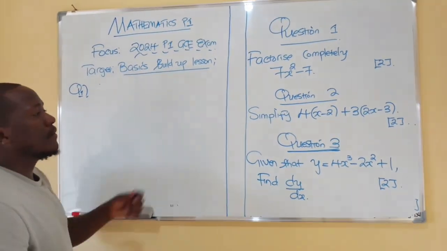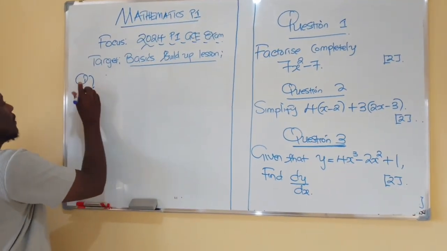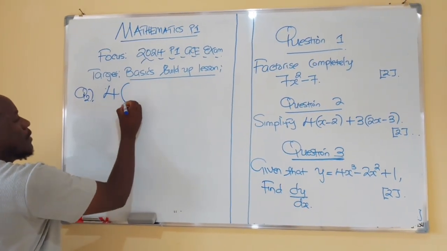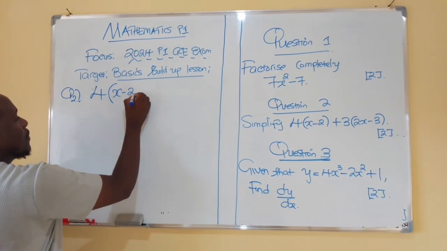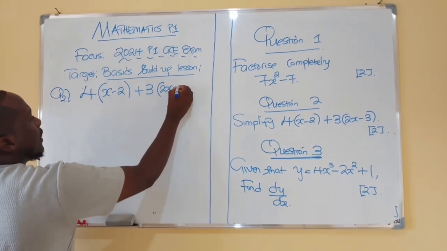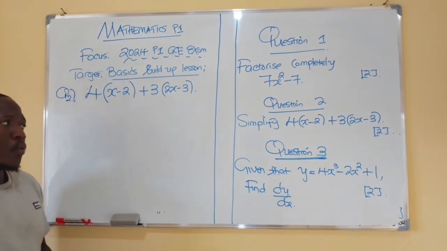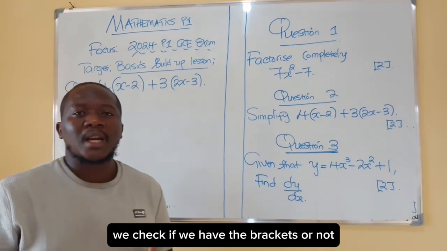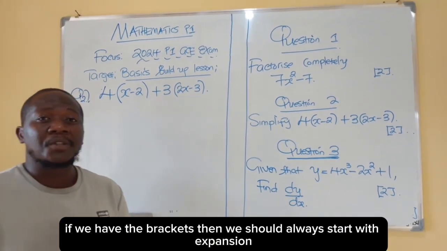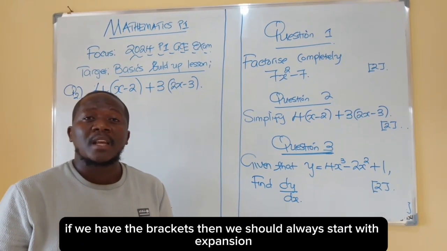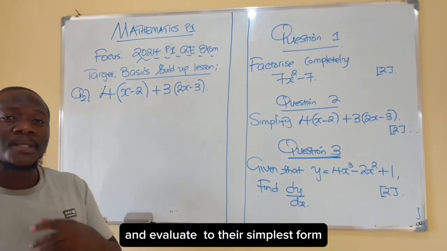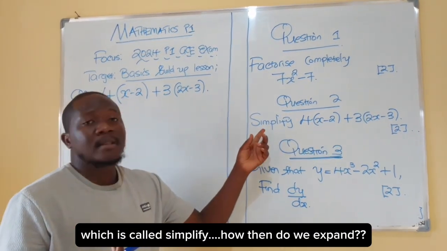Then apart from this, we've got that is question 2. So for question 2, it says simplify 4, open brackets, this is x minus 2, close brackets, then plus 3, open brackets, this is 2x minus 3. So when you are told to simplify, we check if we have the brackets or not. If we have the brackets, then we should always start with expansion. After expanding, that's when we can collect like terms together and evaluate to their simplest form, which is called simplify.